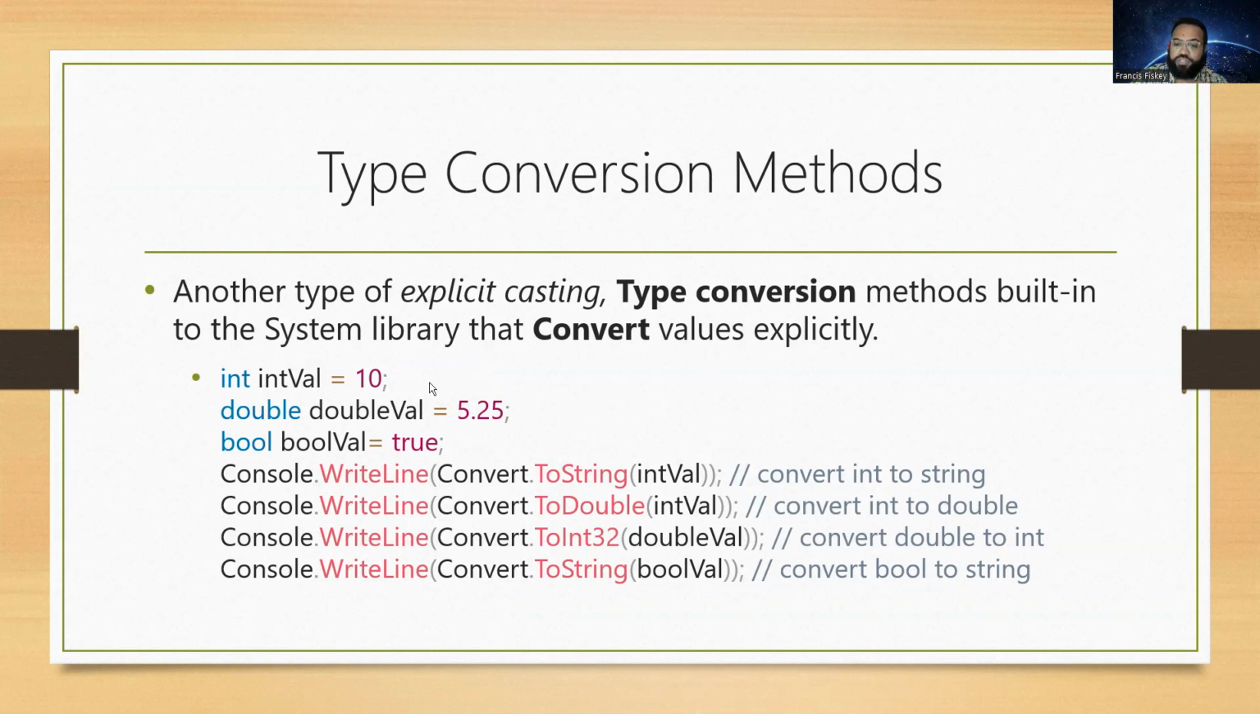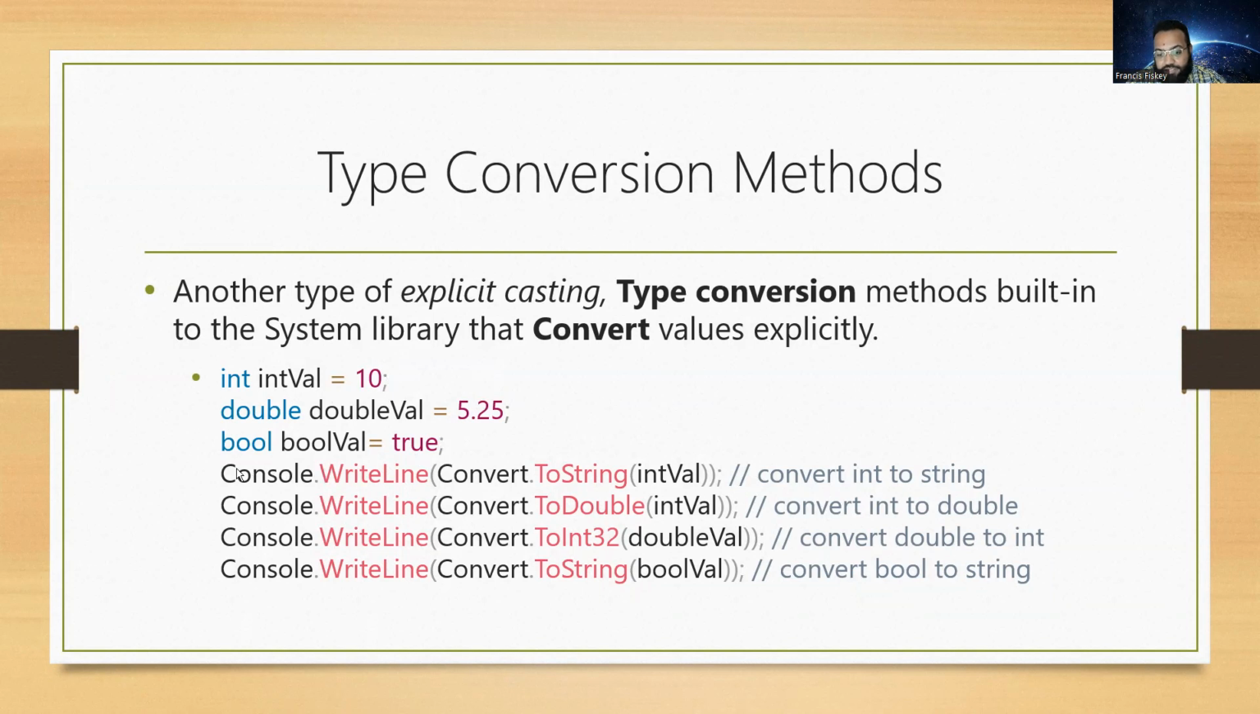But what I will tell you is, if you look at the code the way it's written, int val equals 10. That means that we have a variable of int val, which is assigned the value of 10. We also have a variable called double val of type double, which is assigned the value of 5.25. And we have a variable named bool val of data type boolean, which is assigned the value of true. Remember, one equals sign is assignment, and two equals signs is equality. In this case, these are assigning, right?